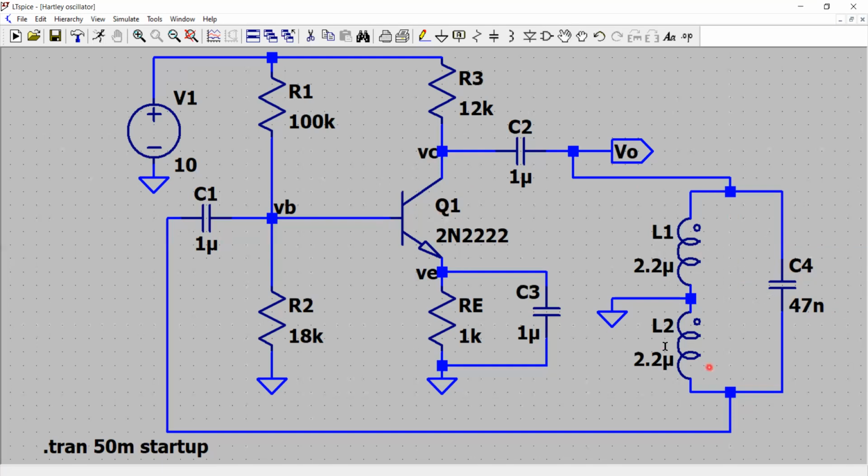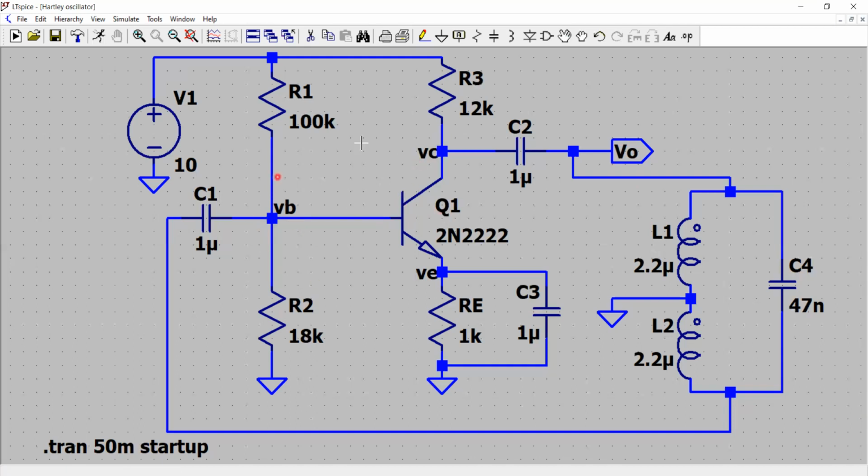And that is why this feedback network acts as an attenuator. It basically attenuates the output signal, by a factor of 12, from this node. And then the attenuated output is fed back in phase with the input signal. Okay, in phase.